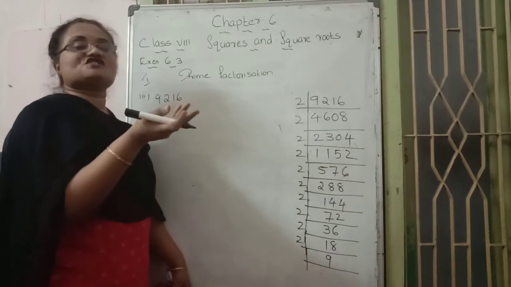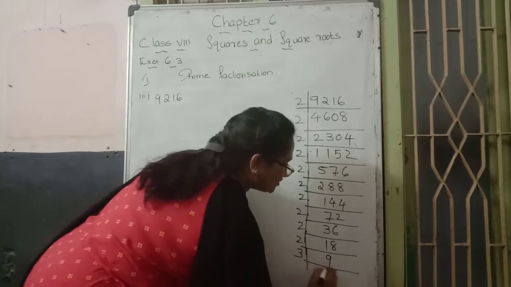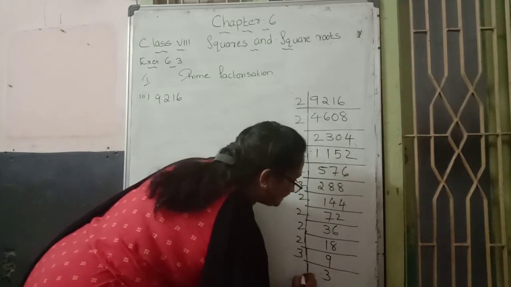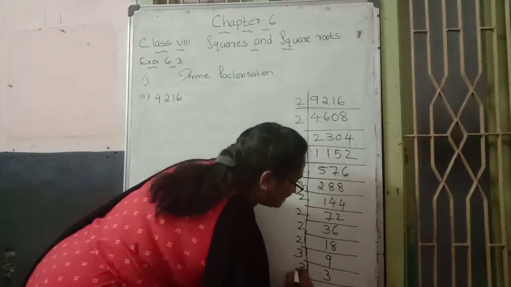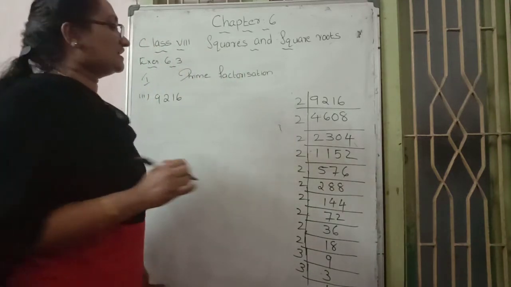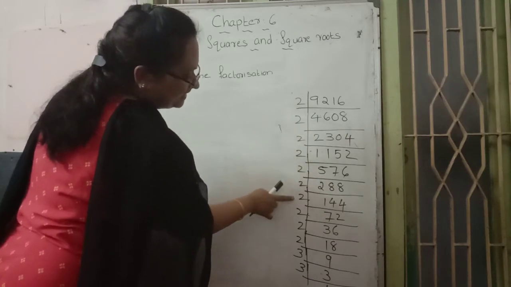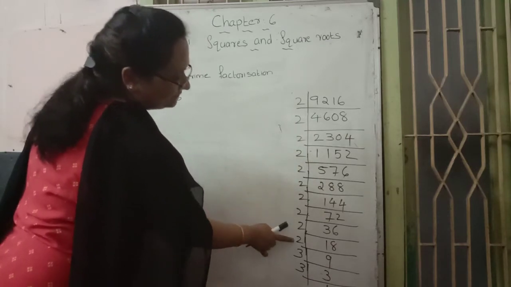The next prime number, which is the next prime number? 3 is the next prime number. So 3 table 9, 3 times. Then again 3 is a prime number. Use only 3 to divide, and finally we reach the answer as 1. How many 2s are there? 1, 2, 3, 4, 5, 6, 7, 8, 9, 10.